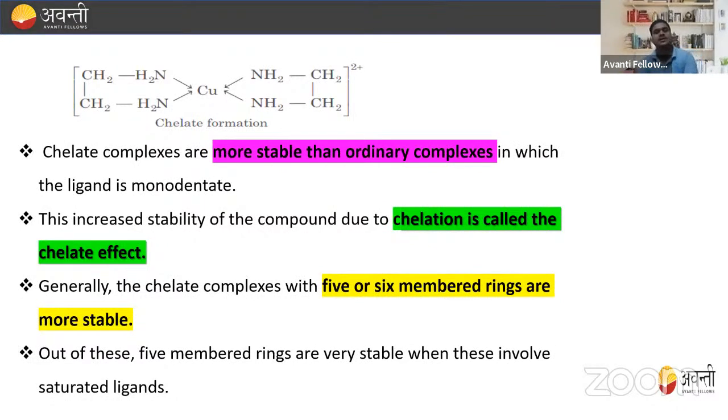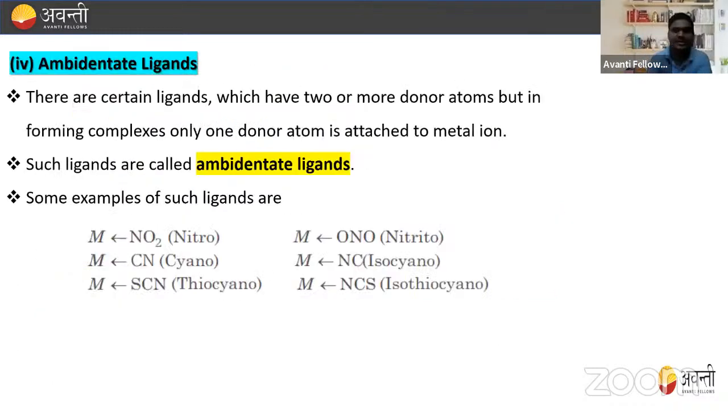So chelate complexes are more stable than the ordinary complexes in which the ligand is monodentate. Always remember, chelate complexes are more stable than the ordinary complexes in which the ligand is monodentate. This increase in the stability of the compound due to chelation is called the chelate effect. Generally, chelate complexes with 5 or 6 membered rings are more stable. Out of these, 5 membered rings are very, very stable when they involve saturated ligands.